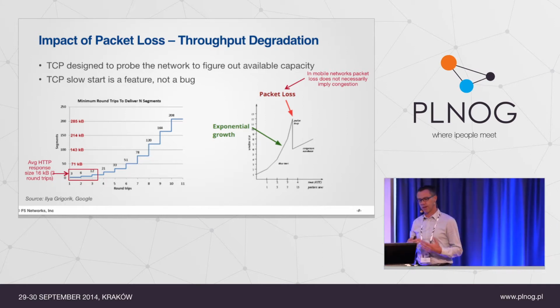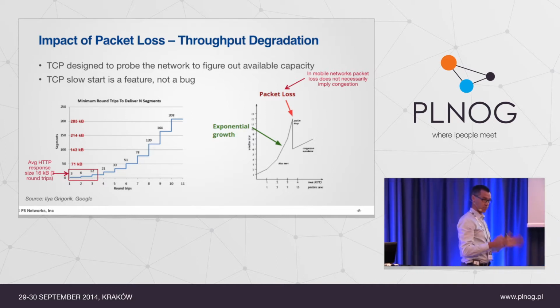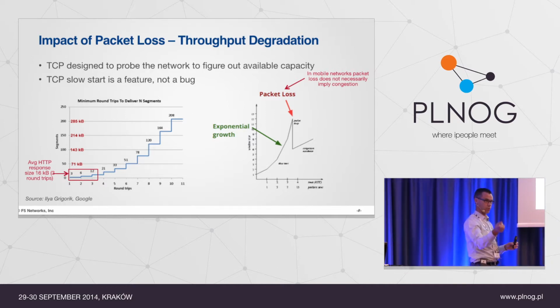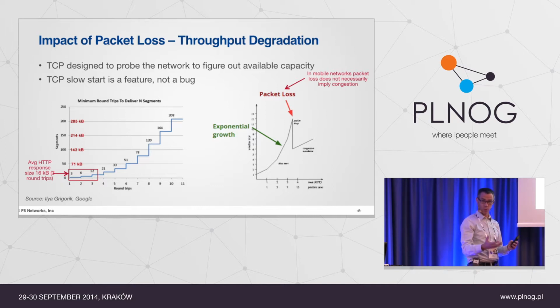Now, an average HTTP response in the internet is roughly 16K. So that means that for an average HTTP response, you have 3 round trips. Again, if you have a mobile network and you have latency of 200, 300 milliseconds, 300 milliseconds times 3 is 1 second, right? So it's at least 1 second before a portion of your web page starts to load.